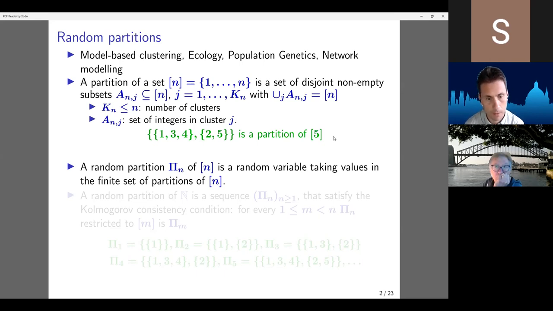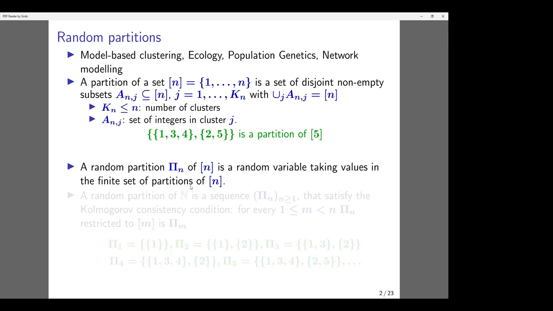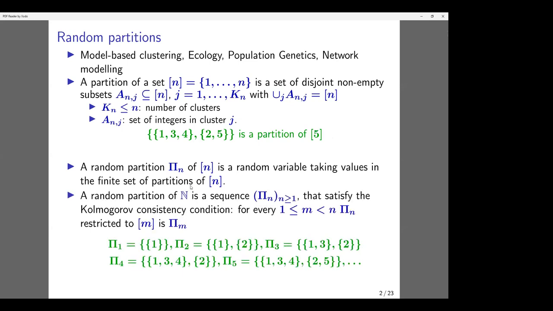A random partition pi_n of [n] is a random variable taking values in the finite set of partitions of [n]. I will be considering partitions of growing size. A random partition of the set of natural integers N is a sequence pi_n of random partitions that satisfies the consistency condition that if you take m less than n and you restrict pi_n to the set of the first m elements, then you obtain pi_m. As an example, here is a sequence of partitions that are consistent. If you take pi_5 and you remove items 4 and 5, you obtain pi_3.